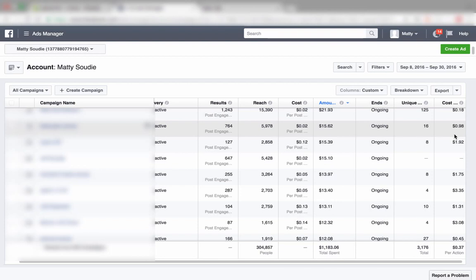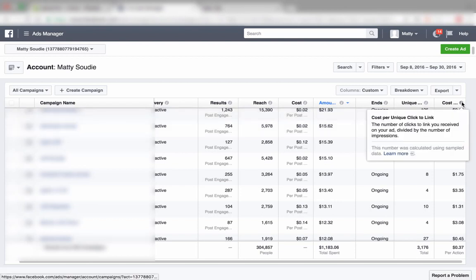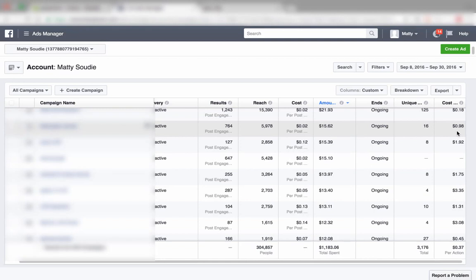But in terms of testing, and this is going to save you a lot of money, after $5 spend, look at your cost per unique click to links, and if that's not under $1, then you pause the campaign. If it is under $1, you continue the campaign and test a little bit more, test for the next $5. So that's going to save you a lot of money.